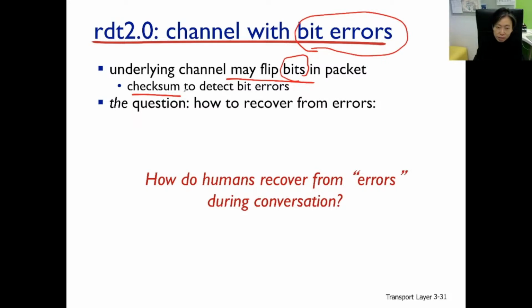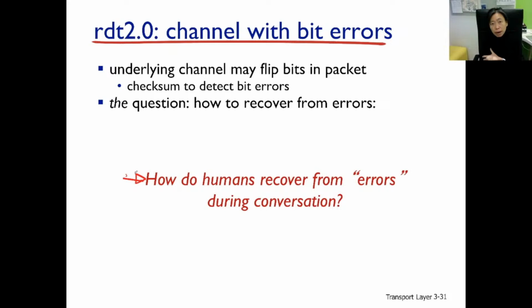The question is, how do we recover from this error? Well, if you're thinking how to do this in the computer, in the transport layer, I'm sure that's very hard. But if you think about this, how do humans recover from errors during conversation? Say, if Polly was trying to describe finite state machine and it sounded really fuzzy to you, what would you do?